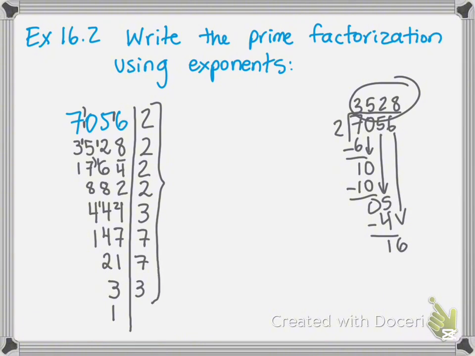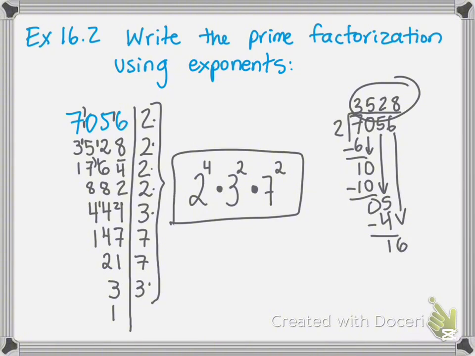And now we have to write the answer using exponents. So I'm going to use each one of these as the base. So I have 2, and I have 1, 2, 3, 4 twos. So I put an exponent 4. Then 3, and there are 2 threes, so I put an exponent 2. Then 7, and again there are 2 sevens. So that is the prime factorization of 7,056 using exponents.